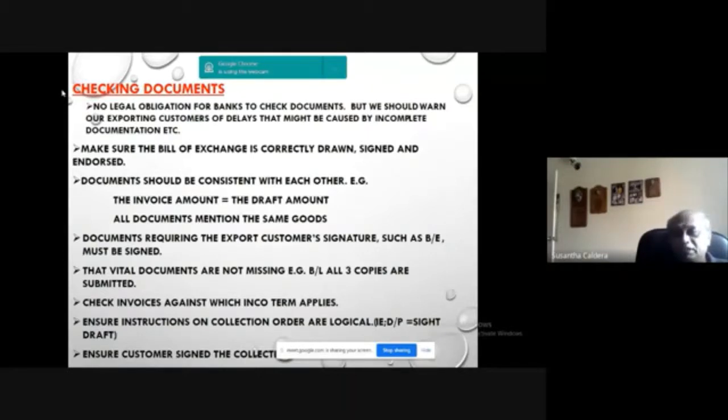Ensure instructions on the collection order are logical. For example, DP is a sight draft. You mention DP and you are submitting a 180 days draft. It's contradicting, right? Ensure the customer signs the collection order form properly and signatures are verified. Okay.